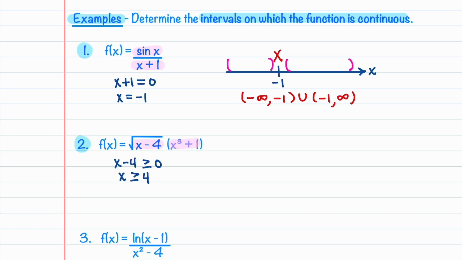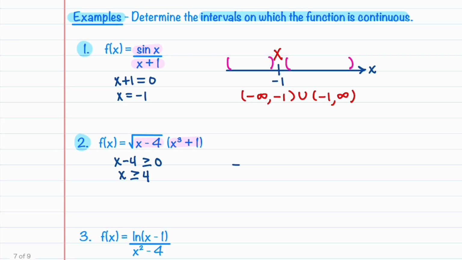The other piece of our function is a polynomial, and it is always continuous. Let's go ahead now and do our number line. We'll label it as x. We're going to put the point 4 here, and we're going to denote that x has to be greater than or equal to 4. So we're going to put a square bracket here and an open bracket over there at infinity. Our answer then is our function will be continuous on the interval from 4 to infinity, and we have a closed bracket at 4.